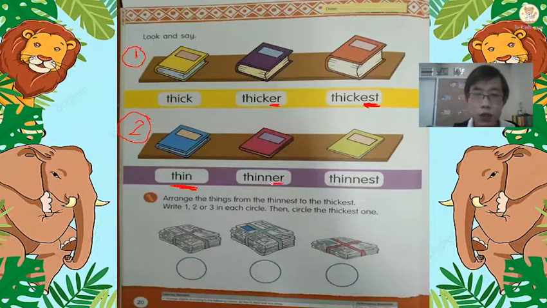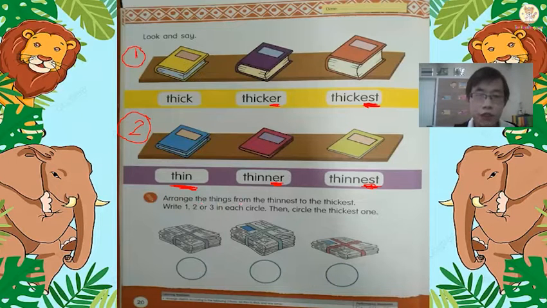Again, if you take a look at this word, thinner, it ends with er, because they are going to compare a blue one and a red one, and they want to show that the red one is thinner than the blue one, while the yellow one is the thinnest of all three notebooks. That's why this word ends with est. So this word is called a comparative word, and this word is called a superlative word. Okay, next, everybody please take a look at the exercise.